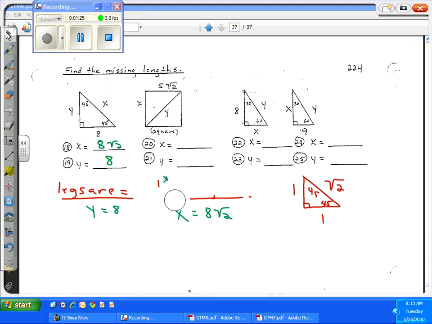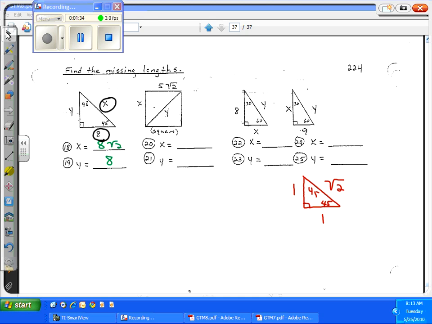Let's look at the dimensional analysis approach. The dimensional analysis approach is that I have a leg to start with, and I'm trying to find the hypotenuse. So I have a leg, 8 over 1. So I need to lose the name leg and gain the name hypotenuse. I'm going to put my leg ratio with my hypotenuse ratio. The leg number goes on bottom. The hypotenuse number goes on top.